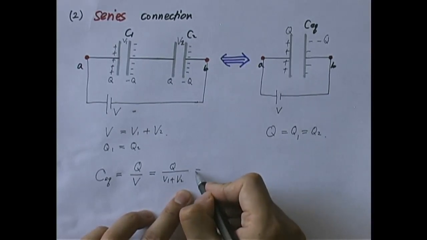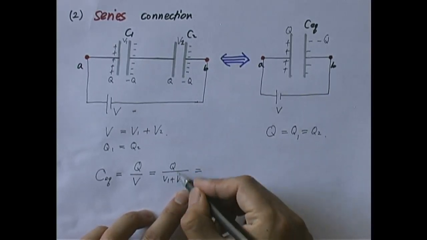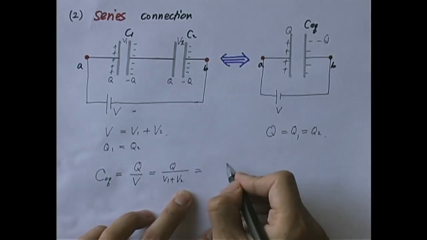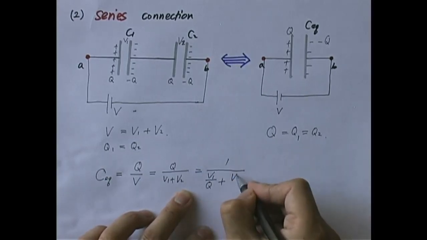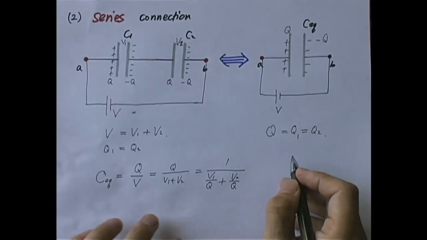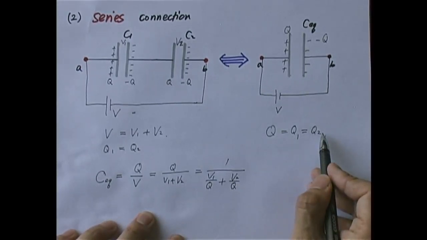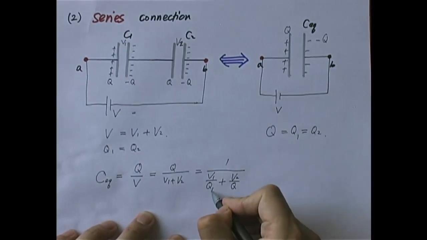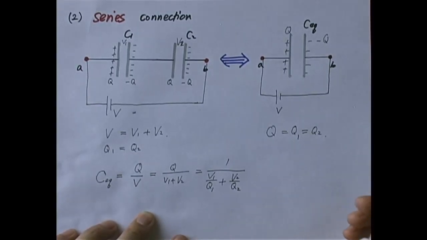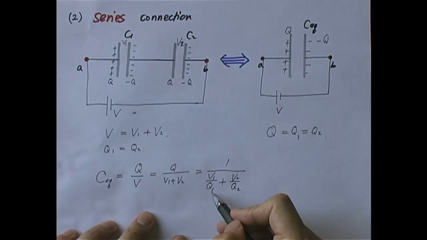What I'm going to do now is divide everything in this expression by Q. So this is Q over Q, which is 1, plus V2 over Q. Q can be written either as Q1 or Q2, they're the same. So I can write this as Q1, this as Q2. Nothing changes, right? But wait a second, what is V1 over Q1?